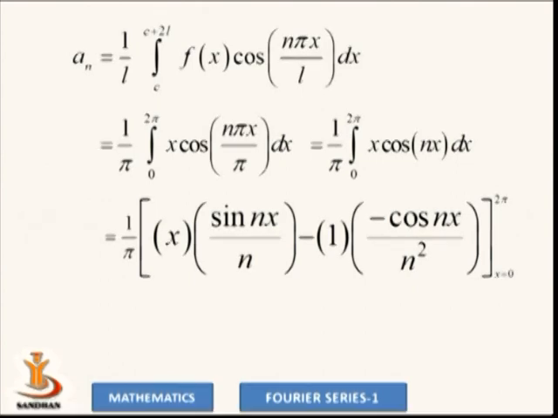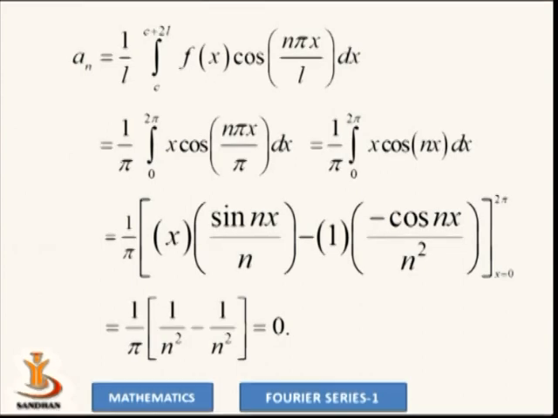So now put in the upper limit and lower limit. Here the upper limit is 2 pi. So put x equal to 2 pi in the given integration formula. So for the first term, x equal to 2 pi into sin 2n pi. But we know that sin 2n pi has value 0. Next, minus minus plus into cos 2n pi. The value of cos 2n pi is 1, so 1 upon n square.